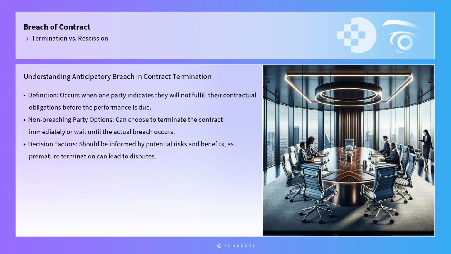While assessing the termination of contracts, it is essential to consider the concept of anticipatory breach. This occurs when one party indicates they will not fulfill their contractual obligations before the performance is due. The non-breaching party can choose to terminate the contract immediately or wait until the actual breach occurs. This decision should be informed by the potential risks and benefits, as premature termination can lead to disputes over whether an anticipatory breach genuinely existed.